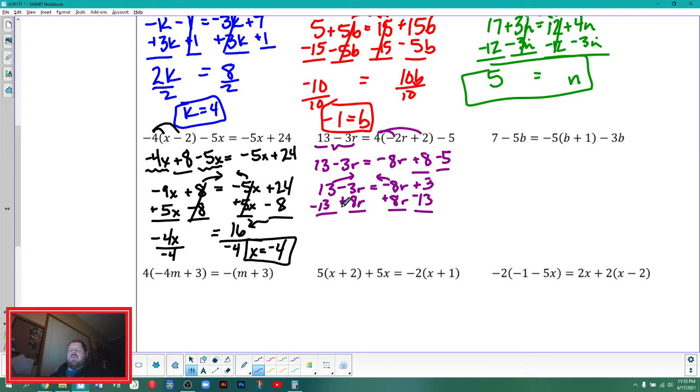My 4 little vertical problems. That cancels. Negative 3, positive 8 is positive 5r. Negative 8, positive 8r cancel. Positive 3, negative 13 gives me a negative 10. Divide by 5. And we get r is equal to negative 2.